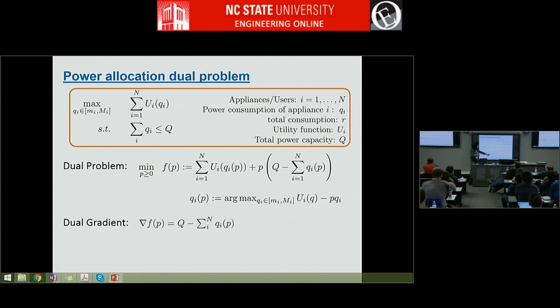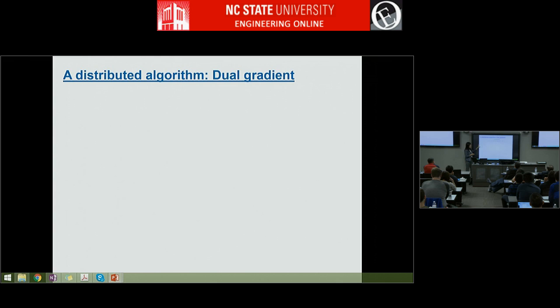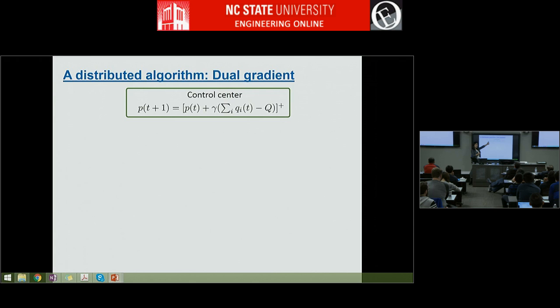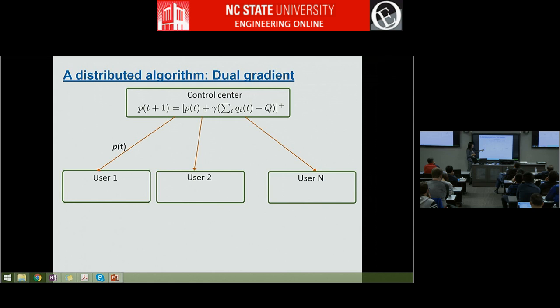Each time, the control center updates the price just based on the deviation between the capacity and how much people are consuming now. If I have more capacity, I can reduce my price so people can increase their consumption. So this is the standard textbook dual algorithm. Let's put in the formula. The control center updates the coordination signal, the price signal, according to the deviation of the power consumption from the capacity. Once the price information is sent, each user updates their consumption by solving a very simple optimization problem. So this is a two-way communication dual algorithm scheme.